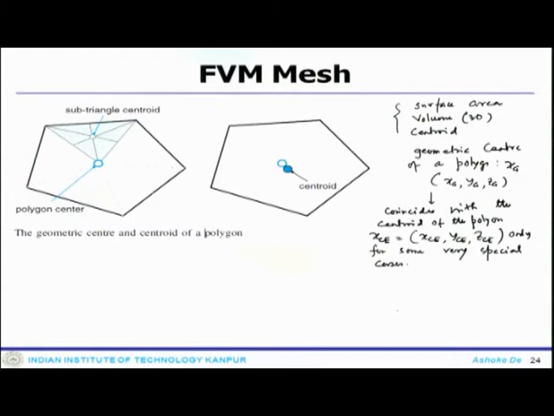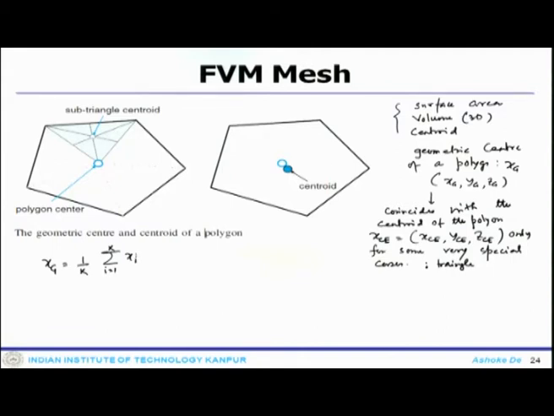One immediate example could be the triangle. For the triangle, if you look at a triangle, the centroid and the geometric center will coincide. So, that is the beauty of a triangle. Okay. So, now how do you calculate the geometric center? The geometric center you can calculate by 1 by k summation of i from 1 to k of xi.